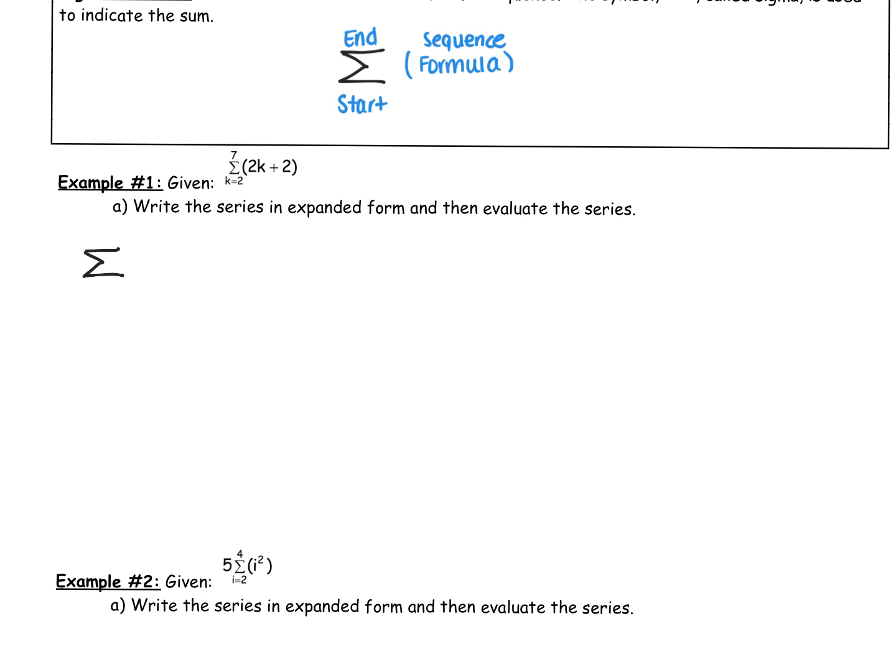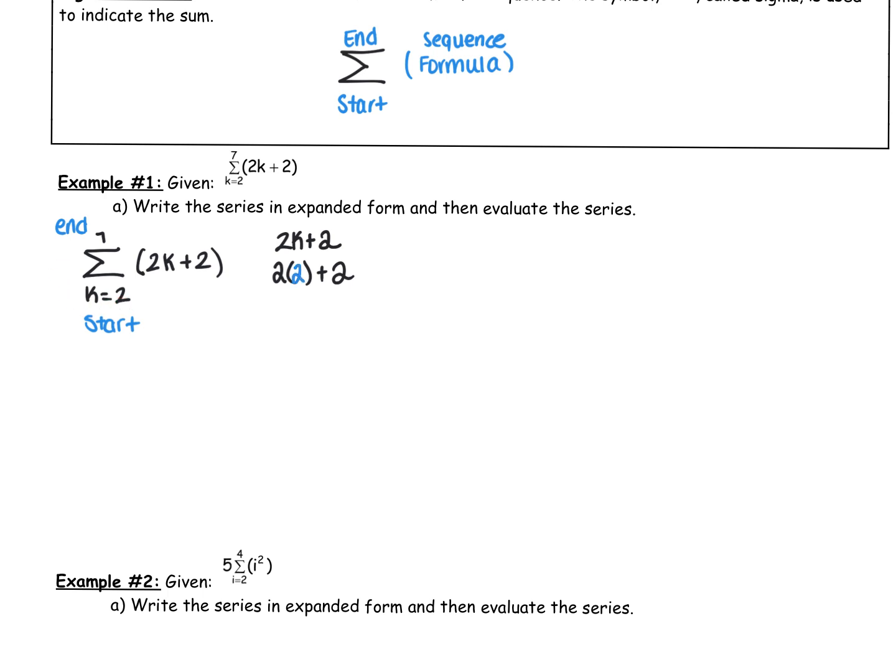We have our sigma from k equals 2 to 7 of 2k plus 2. As we said before, this is going to be my start value at k equals 2, and this is going to be my end value at 7. To find each of the terms of this series, you're going to plug in 2 for k in 2k plus 2. We're going to do that first. So let's plug in our value, then add 2. We're going to start at 2 and go all the way up until we end at 7.